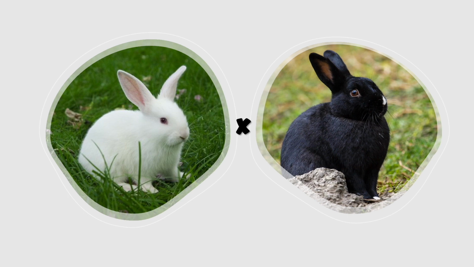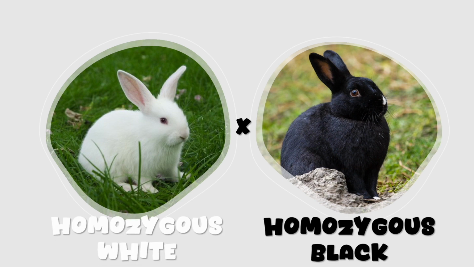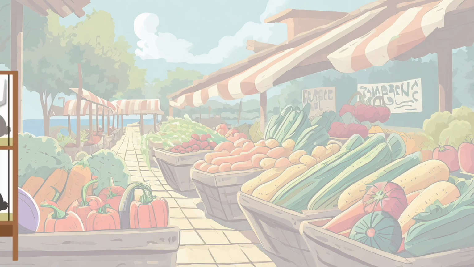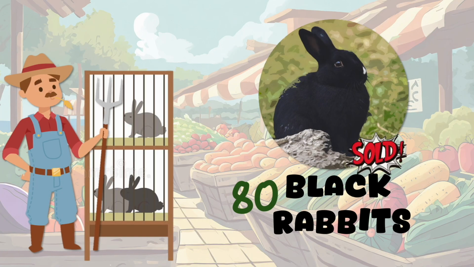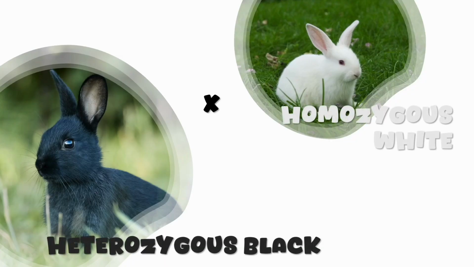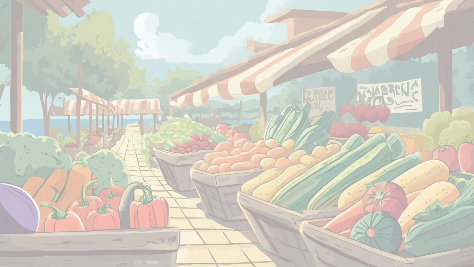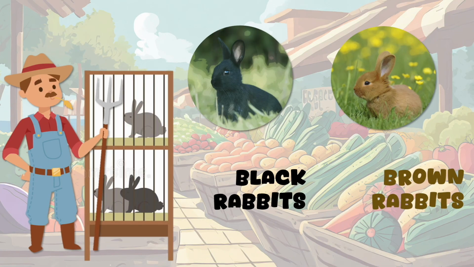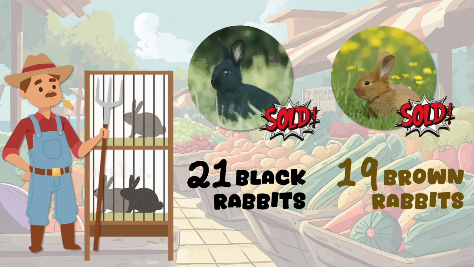In the first year, the farmer bred the homozygous black rabbits with the homozygous white rabbit. Eventually, he sold all 80 black rabbits that he had bred. Next, he bred the heterozygous black rabbits with the homozygous white rabbit. This time, he sold 21 black rabbits and 19 brown ones.